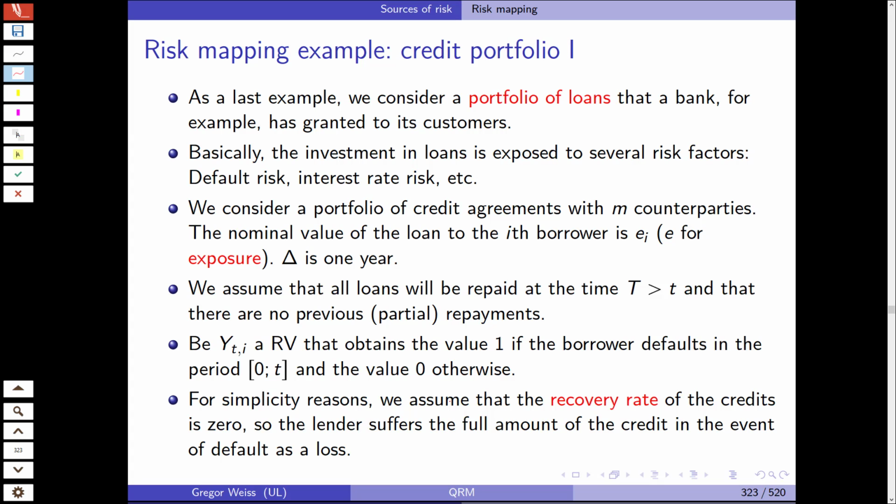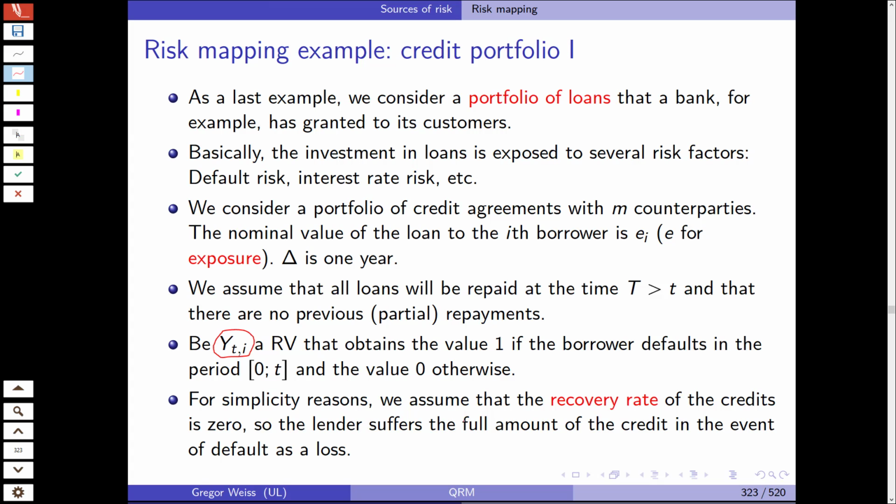Then we have a variable Y, T, I, that is a random variable. That's what RV stands for, a random variable that obtains the value 1 if the borrower defaults and 0 otherwise. So it's 0 if the bond is still bound to be paid back, and it's 1 if you have a default. So Y, T, I is nothing but a default indicator.